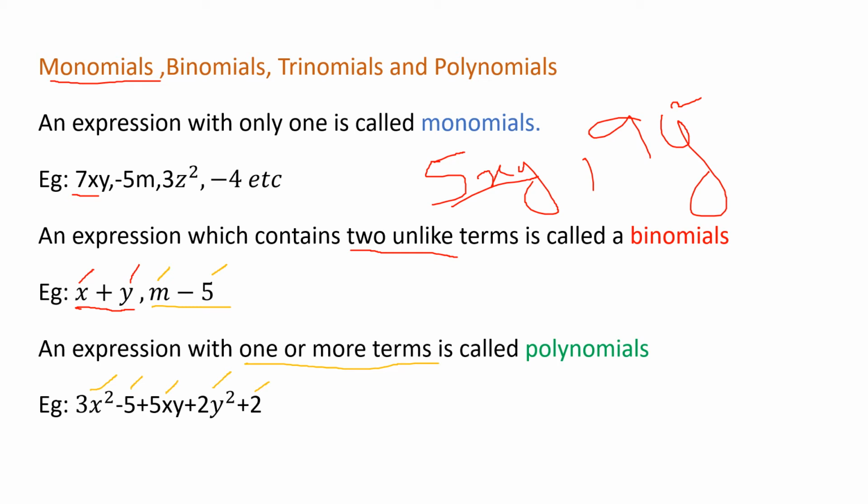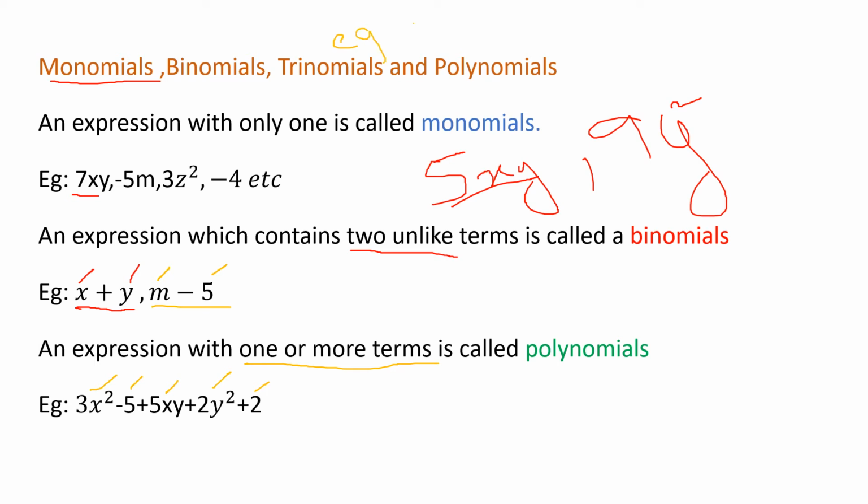So we have x square term, y square term, xy term, then constant term. So like that there will be many terms in an expression. That is known as a polynomial. And what does trinomial mean? You will have three terms. Write an example for trinomial, children. Write one example for trinomial.